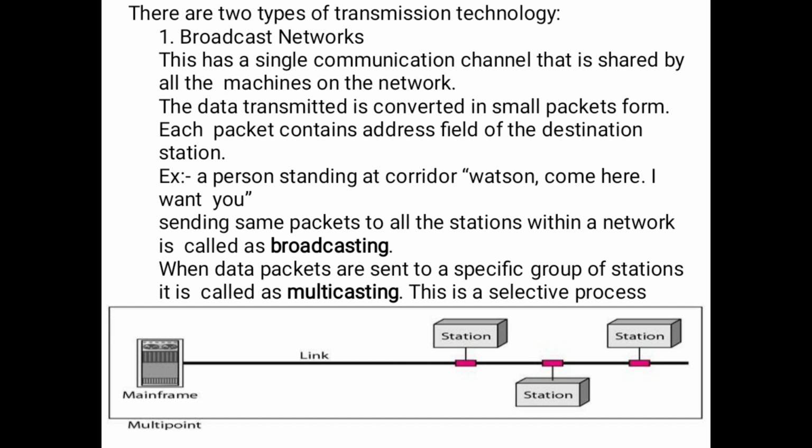See in the diagram representation, different types of stations are connected to the network by using links to the mainframe, that is a server. Assume that we are using broadcast. Whenever packets are sent from the mainframe to all the stations within a network, it is called broadcasting. And whenever a packet is sent to a specific group of stations, we call it multicasting.